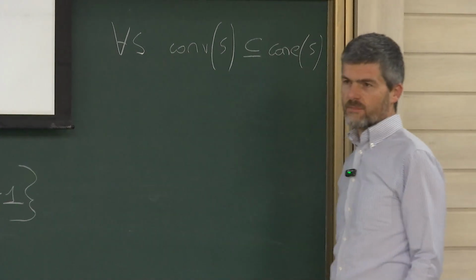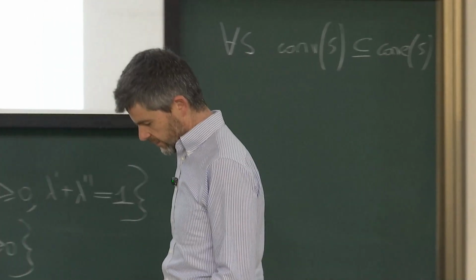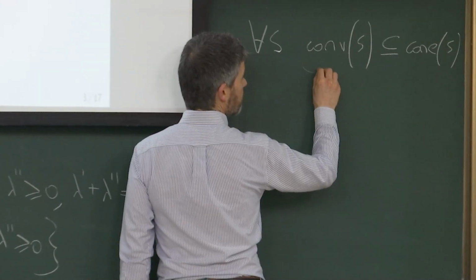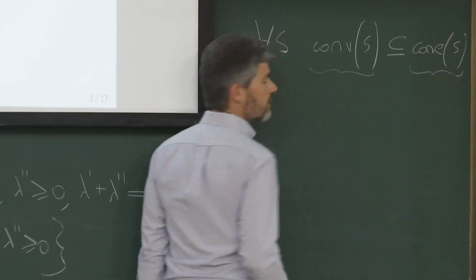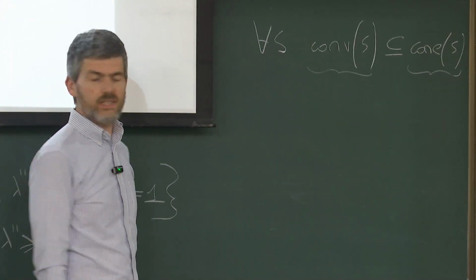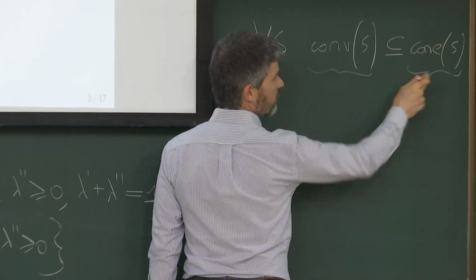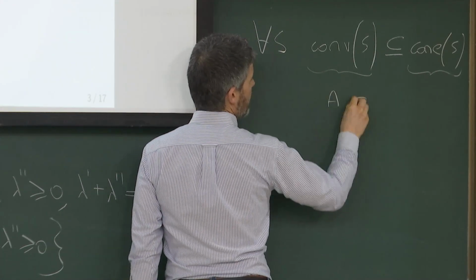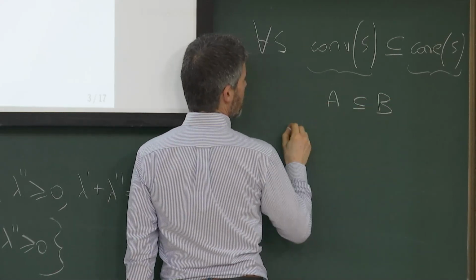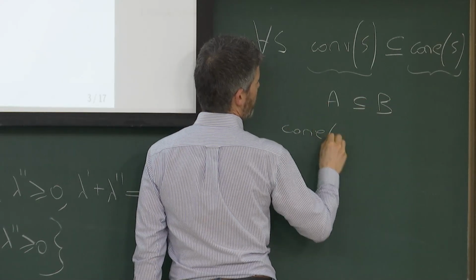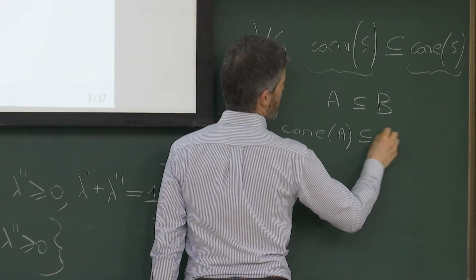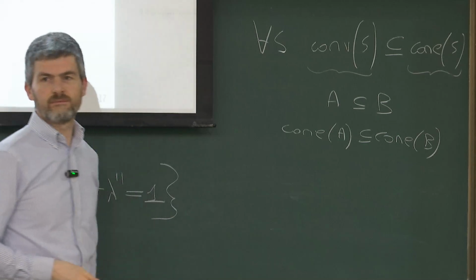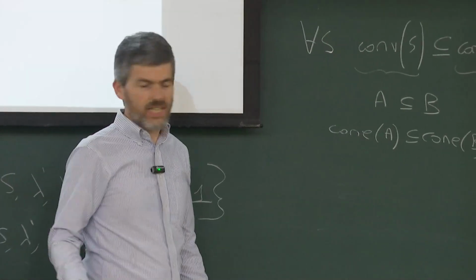Not necessarily a proper subset. So that's one thing we could conclude already. If any set, let's pretend these are just any two sets, if the first set is a subset, non-proper, of another set, so if I have two sets A subset equal B, can I say that the conic hull of A is a subset of the conic hull of B? That's easy to prove, right?